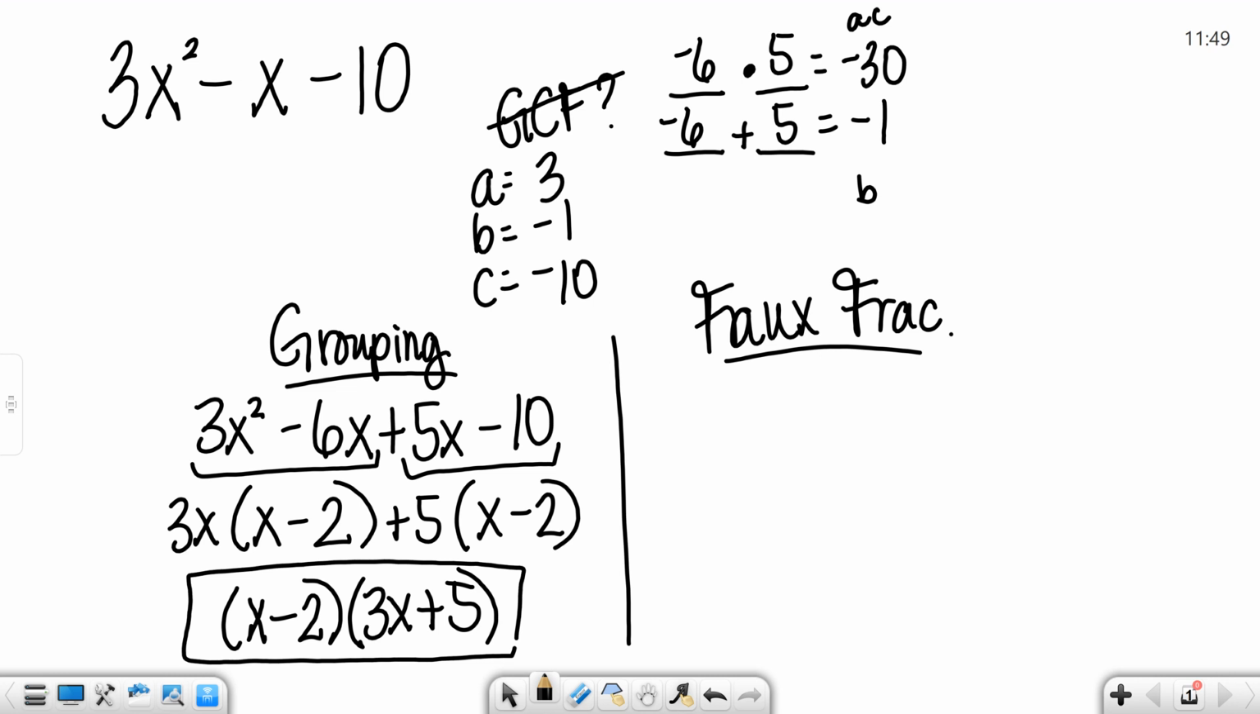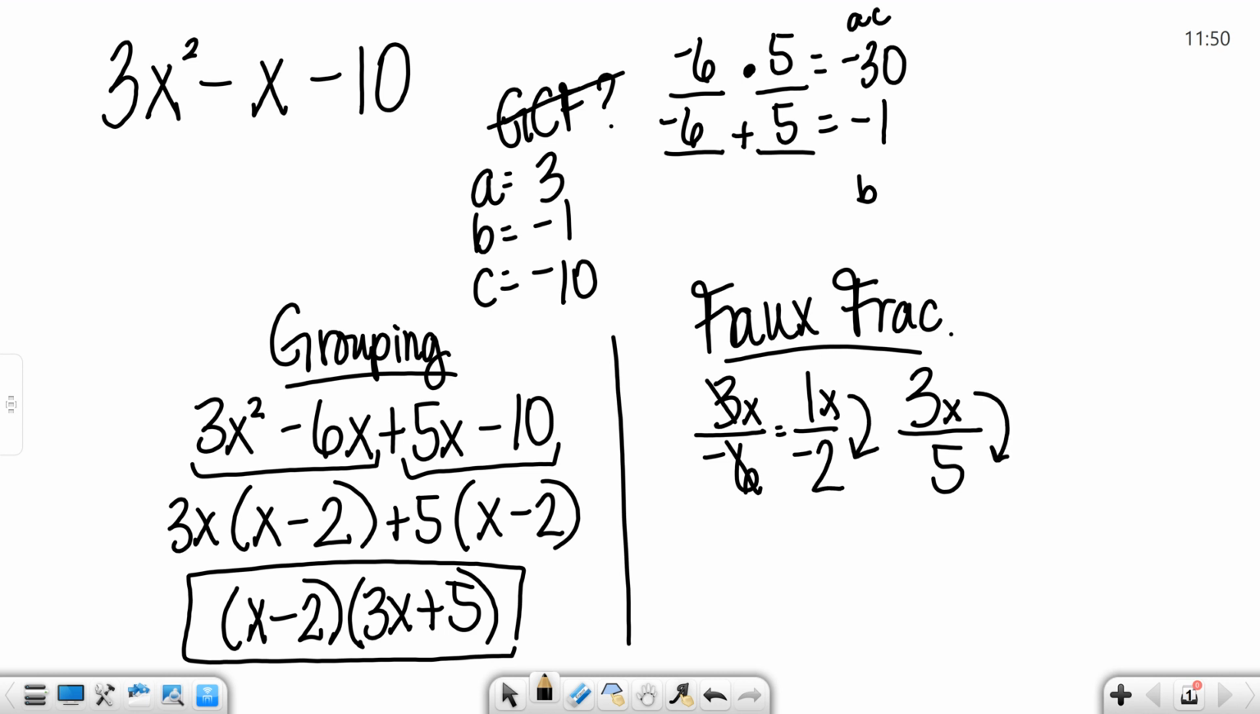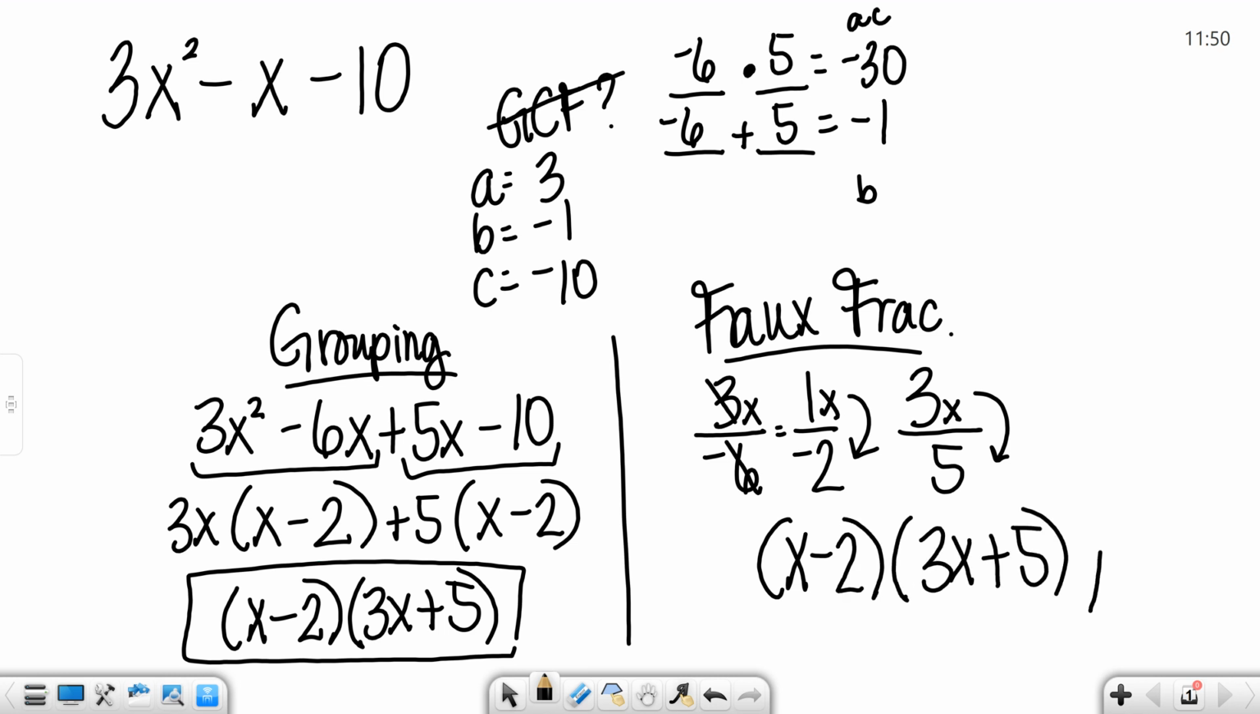Okay, if you chose faux fractions, my a value is 3. It gets an x, and it goes over one number I found. My a value is 3. It gets an x, goes over the other number I found. If you can simplify, you do. This one will. So I get 1x over -2. Now I read it top to bottom to get my factors. So x minus 2 times 3x plus 5. Again, my factors are exactly what I found before.